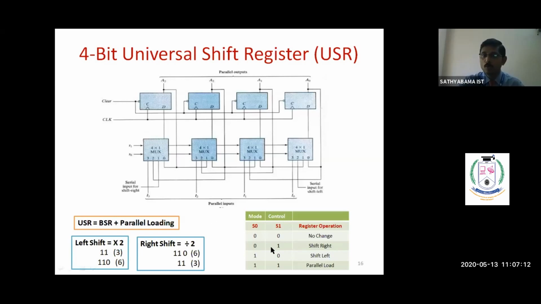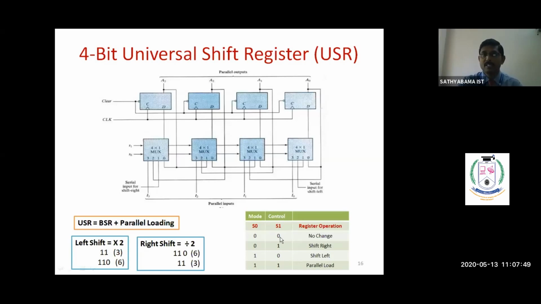If you give 0-1, the universal shift register will perform a shift right operation. 0-1 means the first one, the serial input for shift right. That means we are making the shift from left to right. This value will come as an output, and this D flip-flop value comes to the second stage of the mux. Then this mux value comes to this flip-flop, and this flip-flop value comes to this mux. Therefore, the data shifts from left to right when the select bits are 0-1.